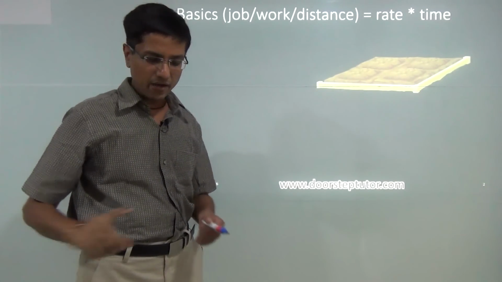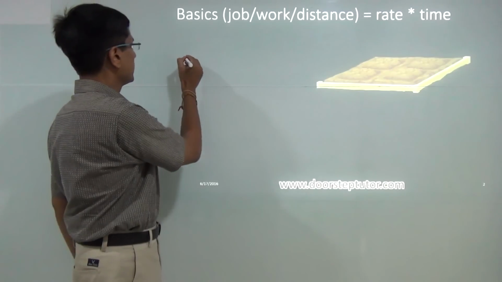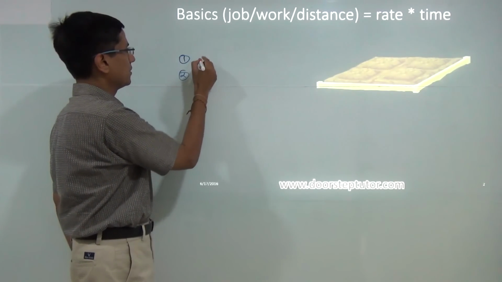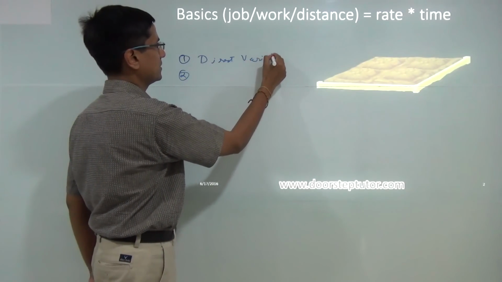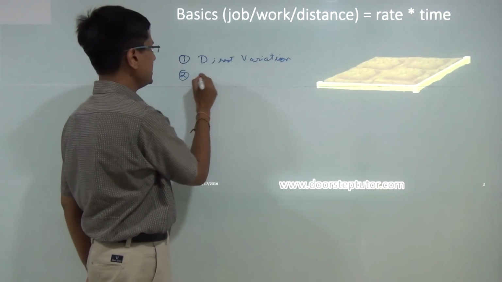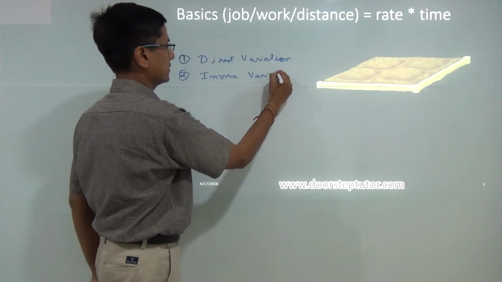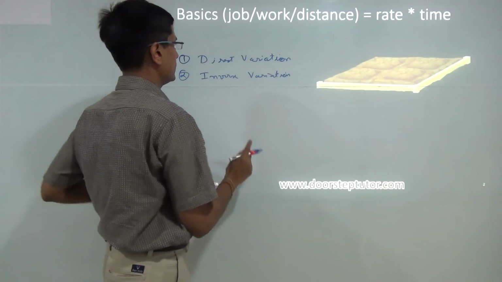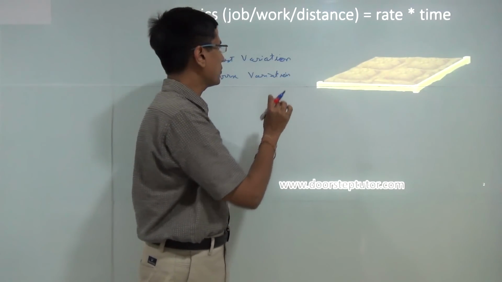There are only two terminologies I would like you to remember. One, direct variation, and second, inverse variation. And these are very natural, you will understand them very quickly. There is nothing typical about these.